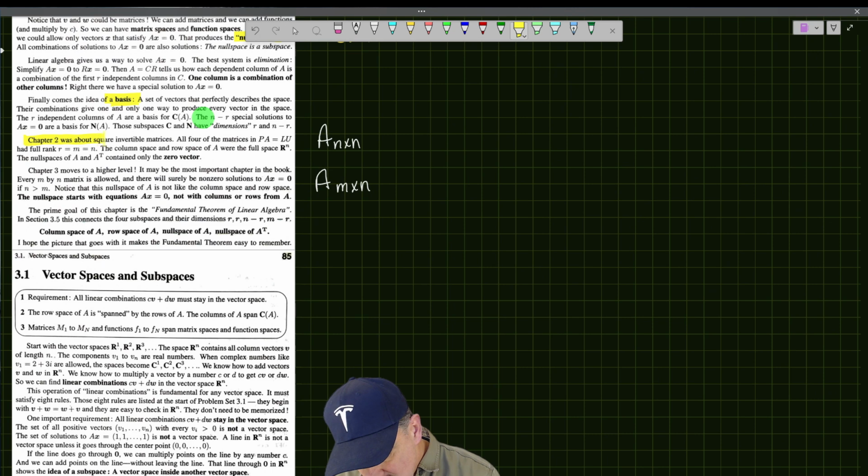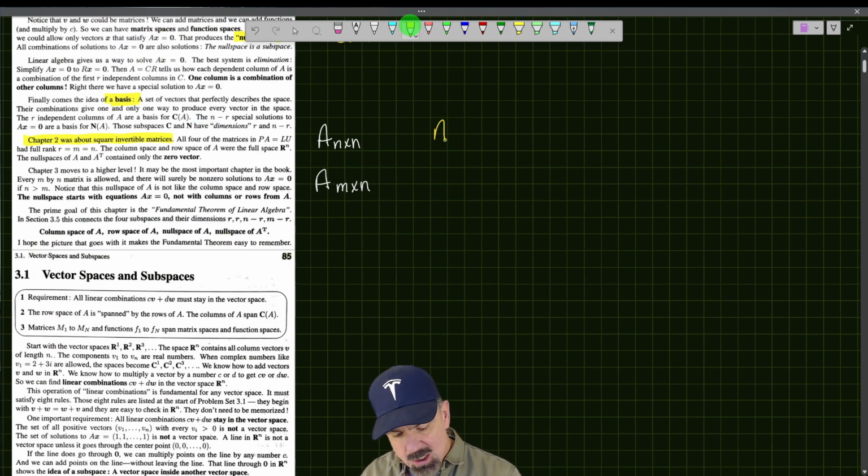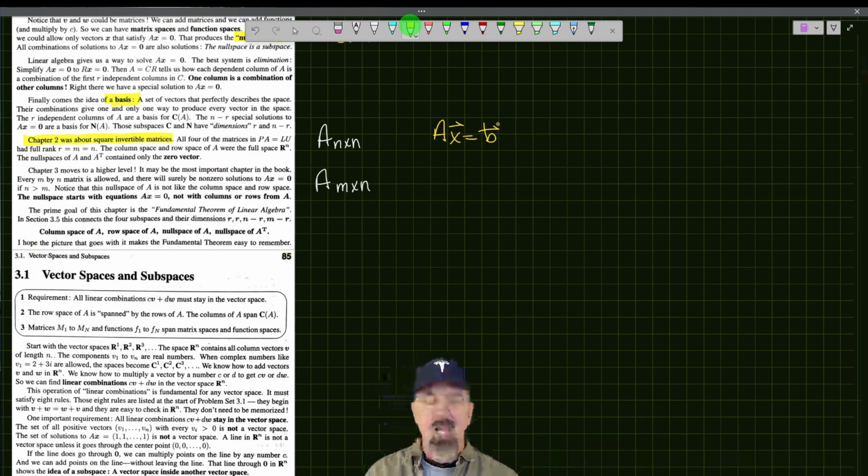He says in chapter 2, it was all about square matrices. We were talking about matrices that were n by n. And so when we were having the conversation about Ax equals b and looking at solutions of that, whether or not we had one solution or no solutions or an infinite number of solutions, we were restricted to thinking about this in terms of square matrices.